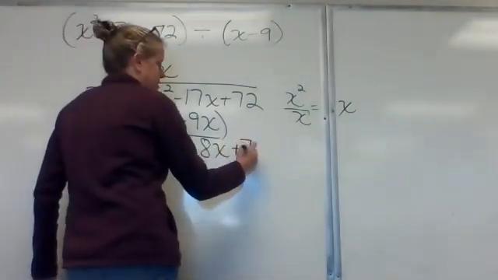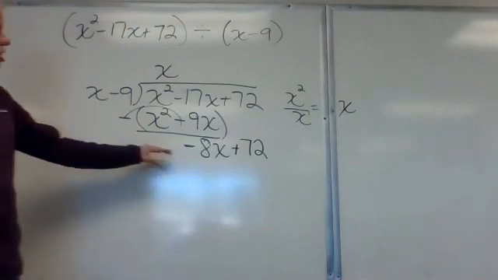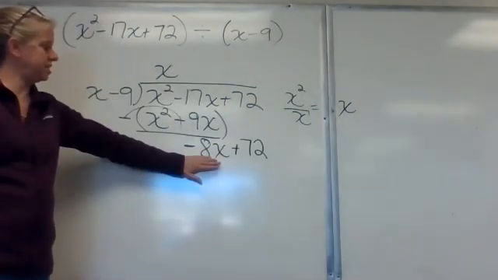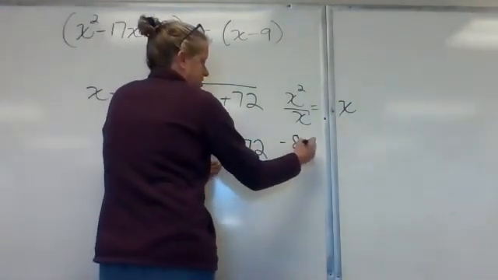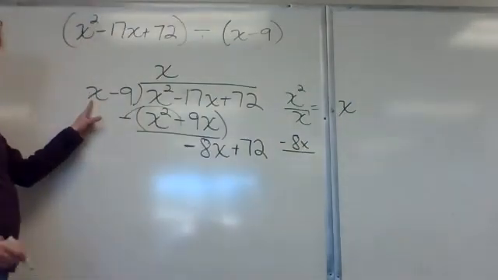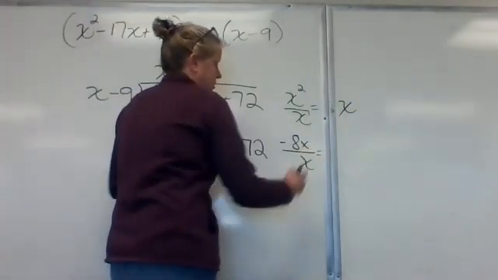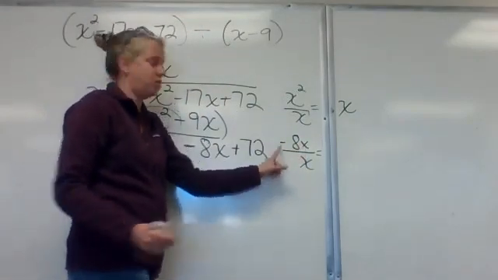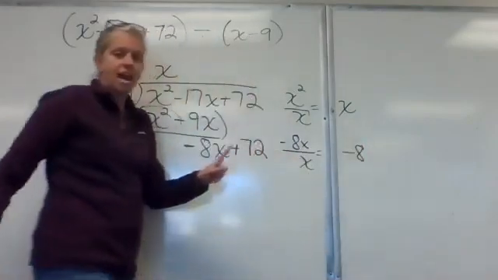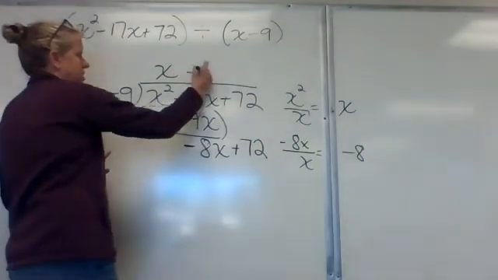Drop down my plus 72. And then start all over. Remember, to get what comes up next here, whatever this first term is, which is negative 8x, put it over this, so putting it over the x. Simplify it. Those x's cancel, so this time, what are you left with? Negative 8. So that's what comes here.